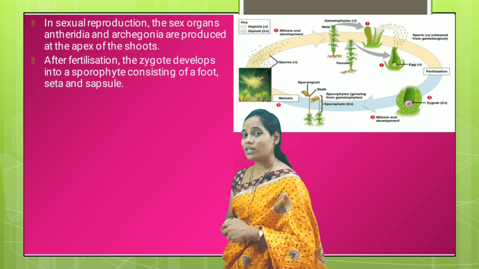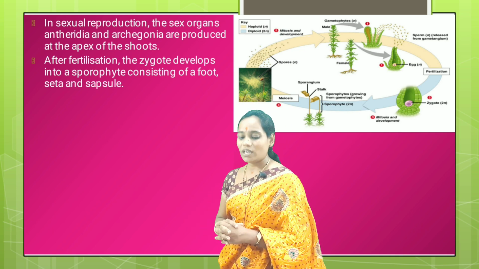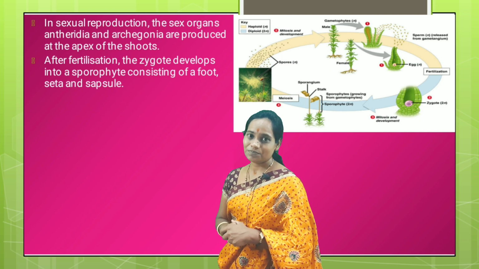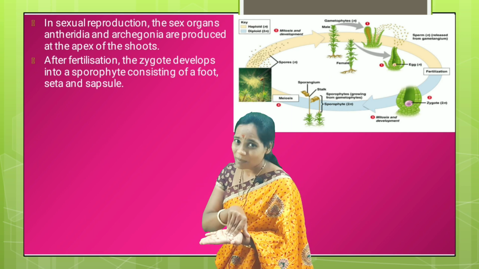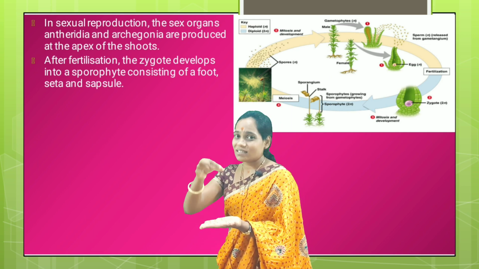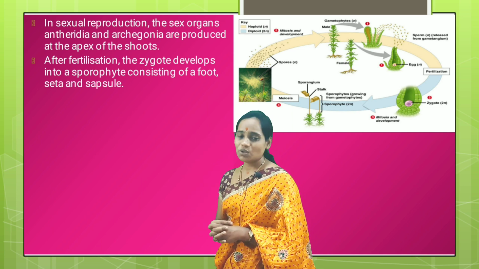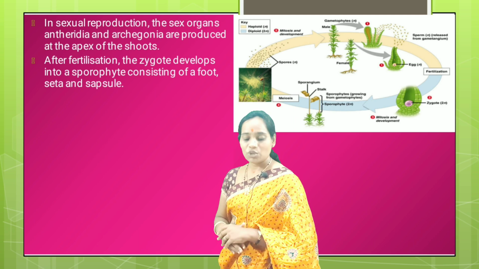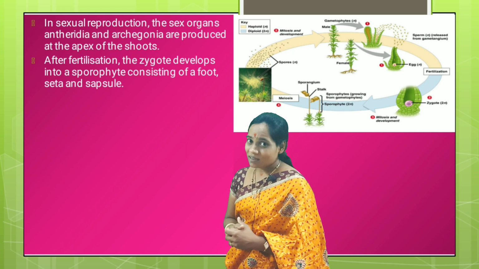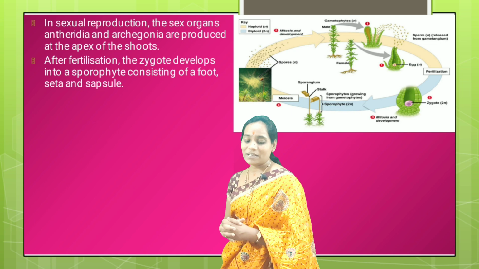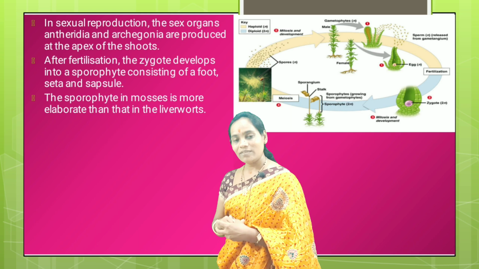As I told you in liverworts, here also you can differentiate the sporophytic plant body into three parts. The basal one is the foot, through which it is attached to the gametophytic plant body, then a long stalk-like structure called the seta, and at the tip you can find the capsule. But remember, the sporophytic plant body is a little more developed when compared to liverworts.